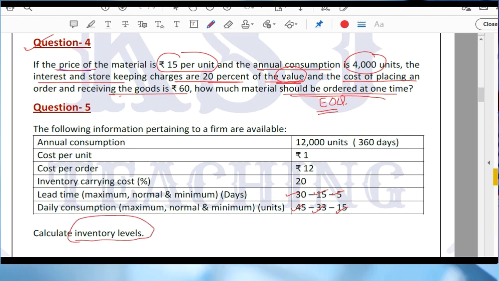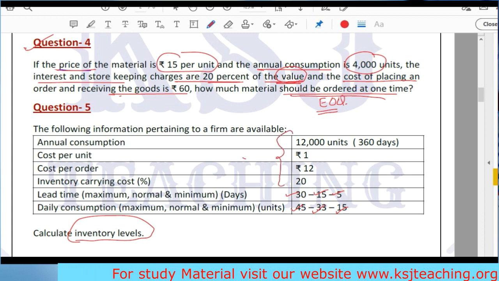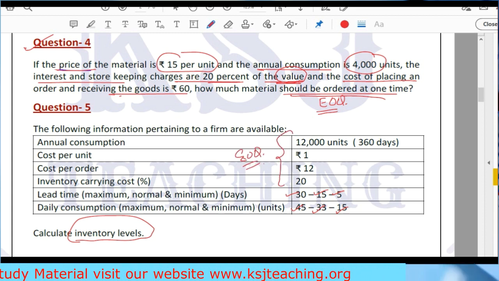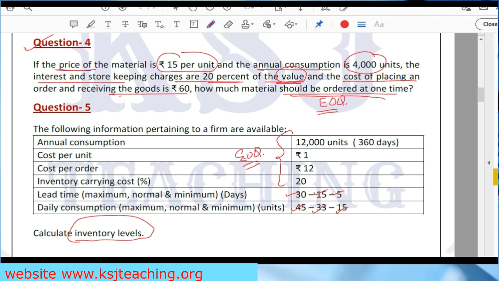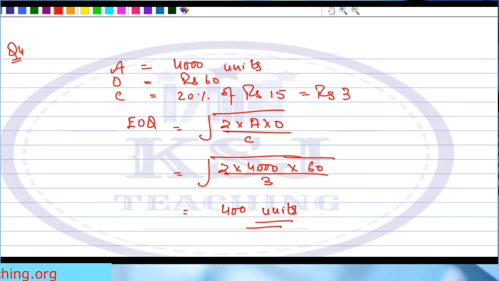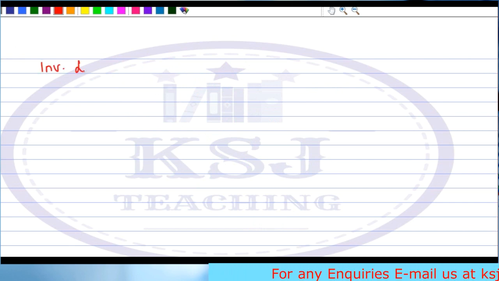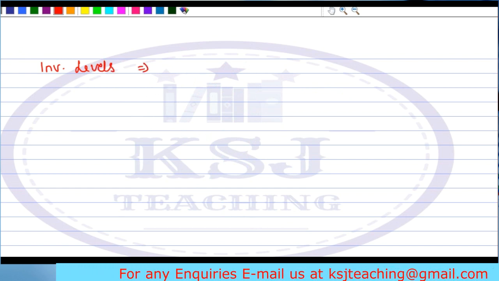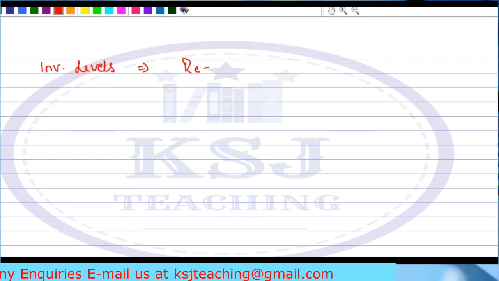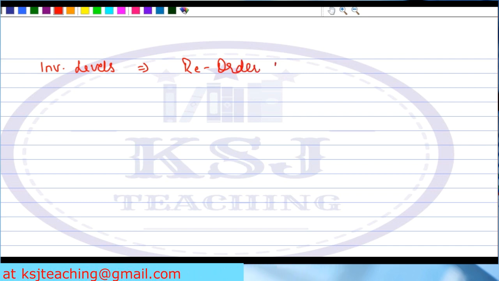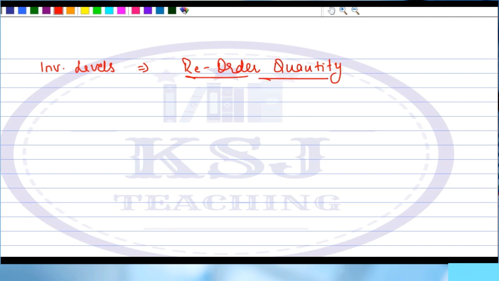Wow, sir. Interesting, sir. Sir, for the inventory levels, why have they given this information of EOQ? Sir, when we studied about inventory levels, there I used the one term, that is reorder quantity. What is reorder quantity, sir? I told you something about the reorder quantity.